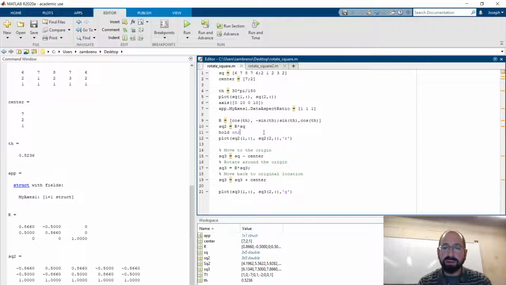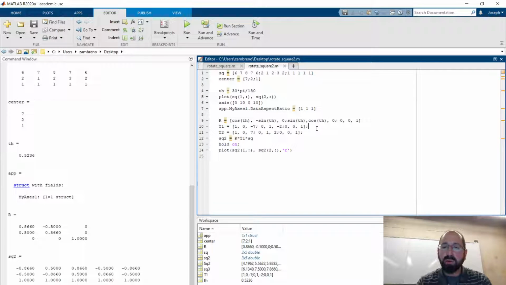So we did it here in 3 steps. I even added some nice comments. We moved to the origin via vector subtraction. We rotated via that matrix vector multiplication. Then we moved back to the original location. And here now we're doing all 3 of those via matrix operations. And the order does matter.